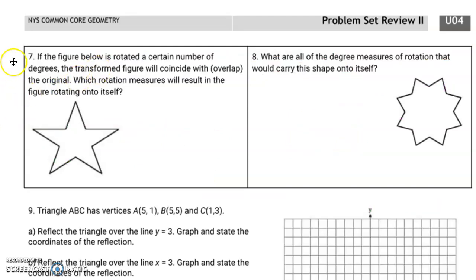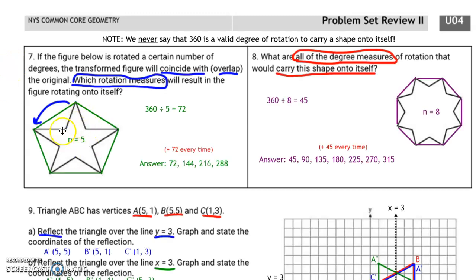Pause the video, try these out, and then see if you get them right. This star isn't a regular polygon, but it can be turned into a pentagon by connecting all the points. And now that it's a pentagon, we know it's got 5 sides, so 360 divided by 5 is equal to 72. If we're trying to find which rotation measures carry the shape onto itself, that means we're going to take that minimum degree of rotation and then add 72 to it a bunch of times, but not 5 times. We add it up until that last side, because if we added 72 again, we would get 360.